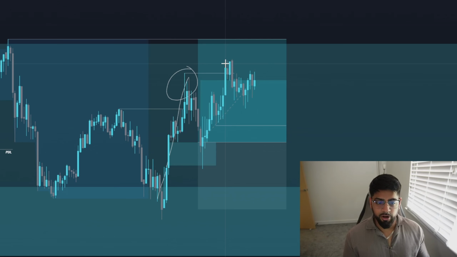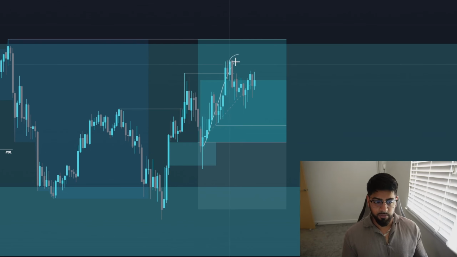Once we get that break of structure, that confirms to me that we've now flipped bullish, and therefore I want to take some risk off the table. So I've trailed my stop loss to about 0.2% in profit.